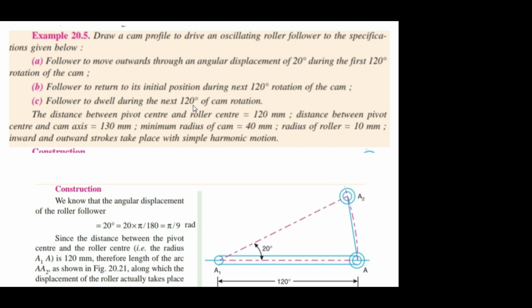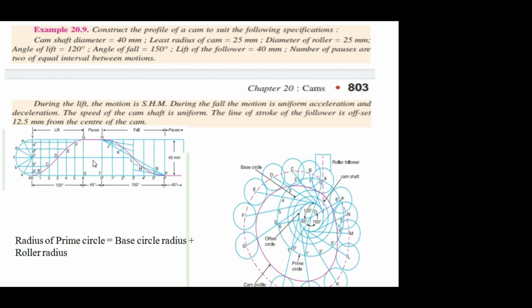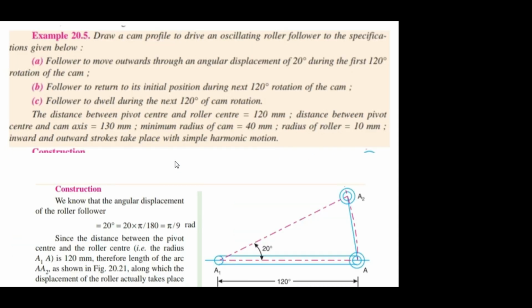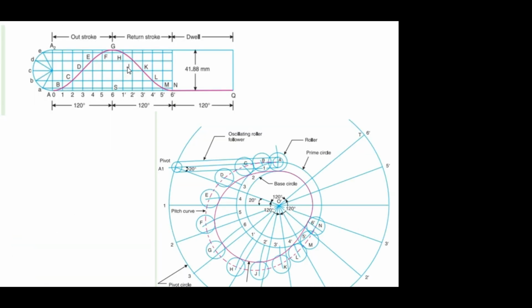So remember here, in previous cases the dwell is given in between theta O and theta R. Here there is no dwell between theta O and theta R. After outstroke and return stroke there is a full dwell of 120 degree. So as during outstroke and return stroke the motion of the follower is with a simple harmonic motion, draw the displacement diagram for outstroke and return stroke by the construction of simple harmonic motion. This is the displacement diagram.